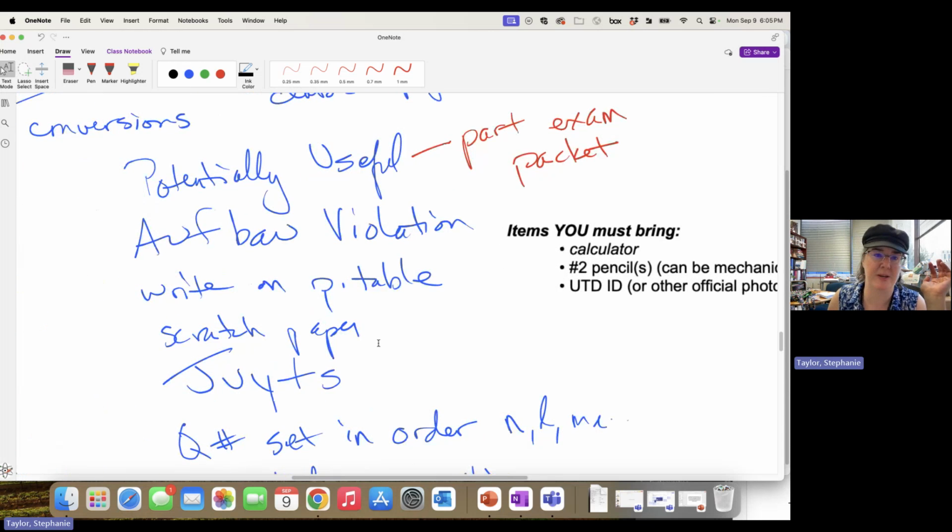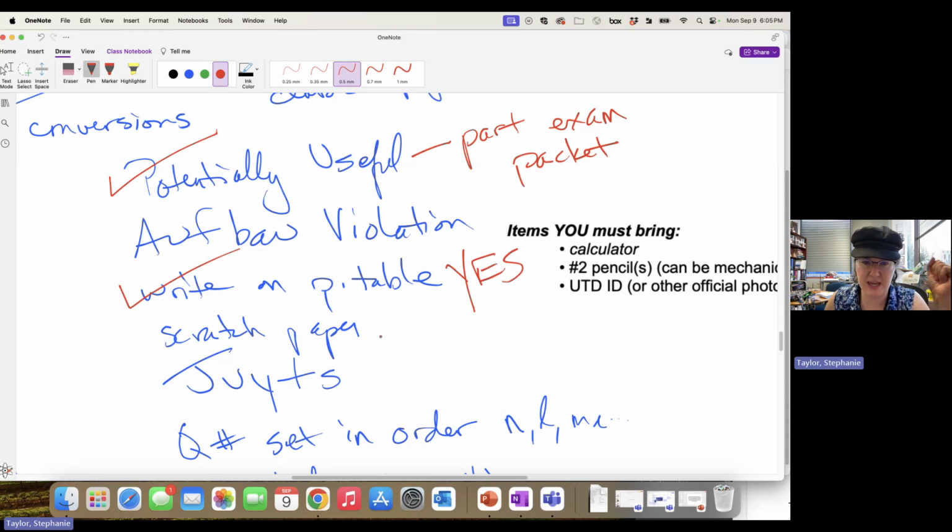So, potentially useful information. We will give you a brand new periodic table. Yes, you're allowed to write on the periodic table. Yes, you get to write all over your exam packet. We are going to collect those exam packets back from you, but you can write on them as much as you want. The person asking about scratch paper.